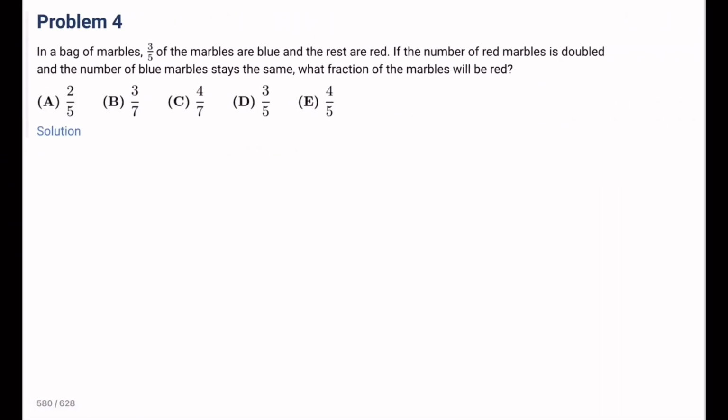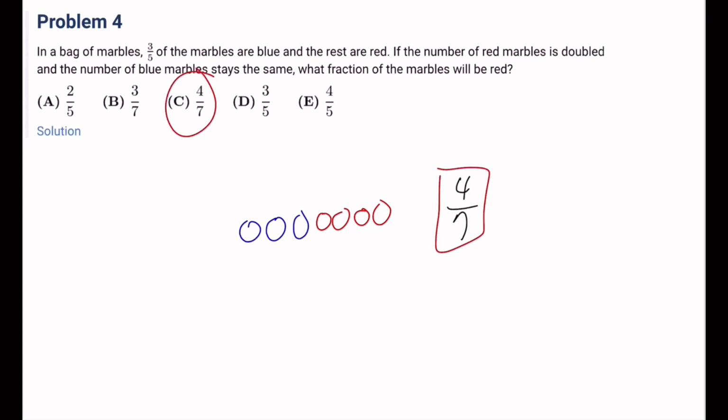Number 4. In a bag of marbles, 3/5 of the marbles are blue and the rest are red. Okay, so that means if we have 5, then we have 3 blue and 2 red. If the number of red marbles is doubled and the number of blue marbles stays the same, what fraction of the marbles will be red? Okay, so since this is doubled, that means we have 4. So out of 7, 4 will be red. So that is 4/7. And that's the answer, it's C.